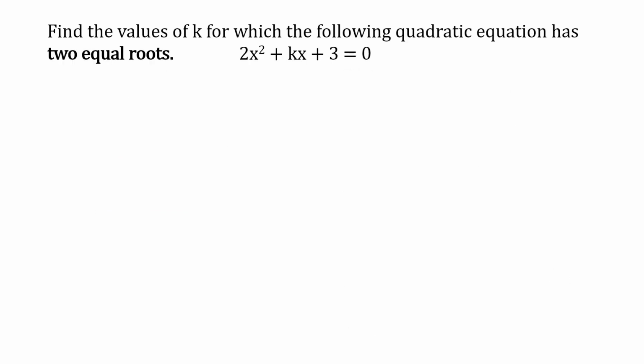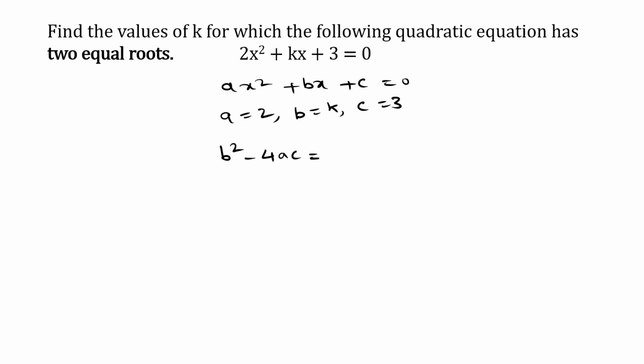In this question, we have to find the values of k for which the given quadratic equation 2x square plus kx plus 3 is equal to 0 will have two equal roots. Comparing with the standard quadratic ax square plus bx plus c is equal to 0, we note that a is equal to 2, b is equal to k and c is equal to 3. And we know that the two roots of the quadratic are equal only when the discriminant is 0, that is b square minus 4ac is equal to 0.